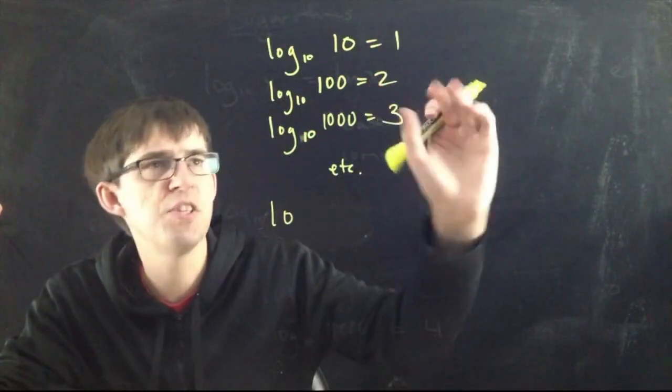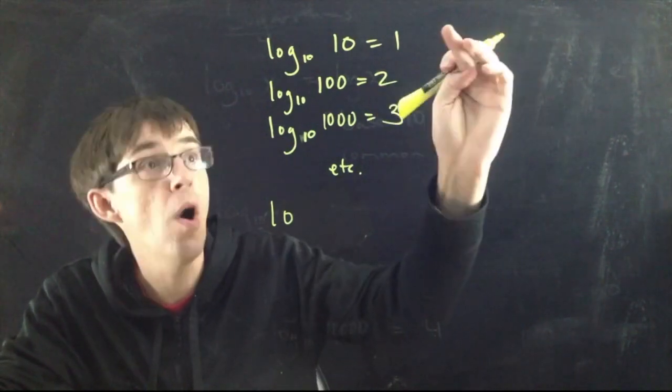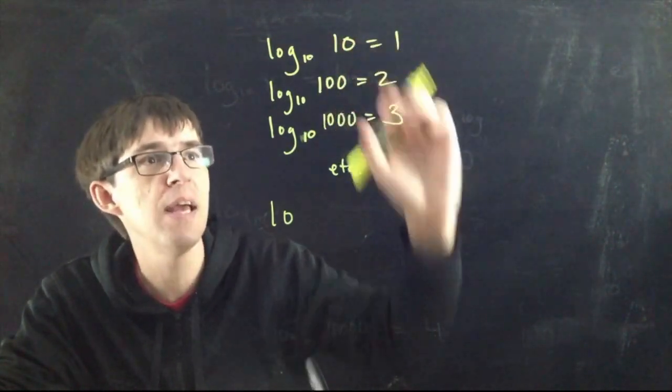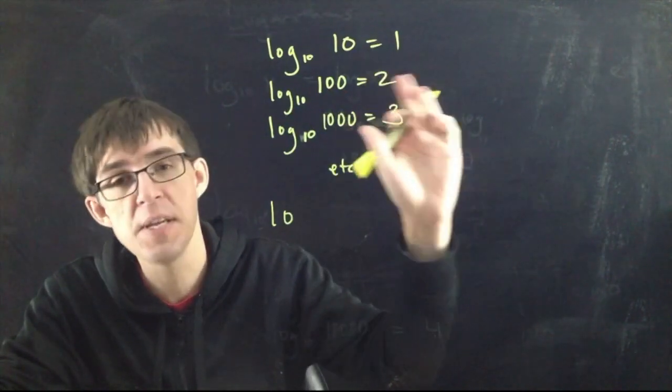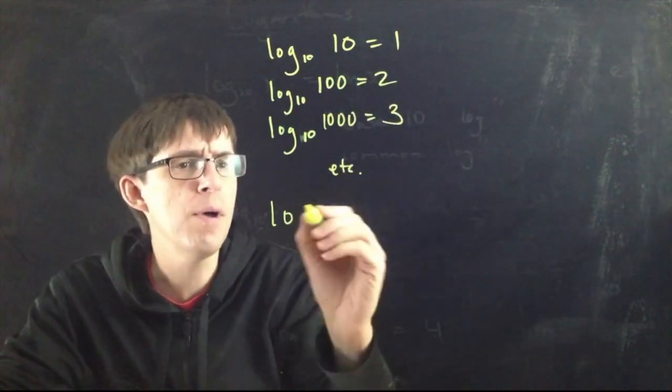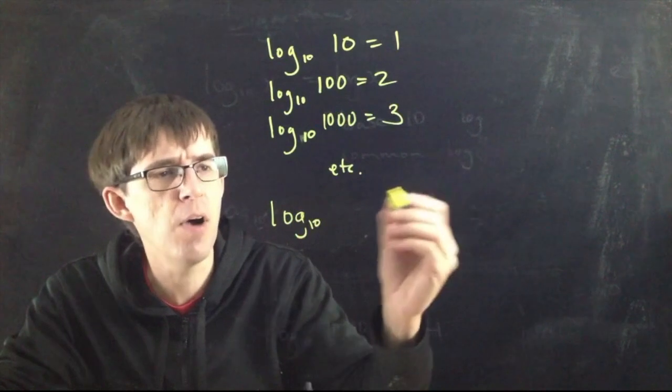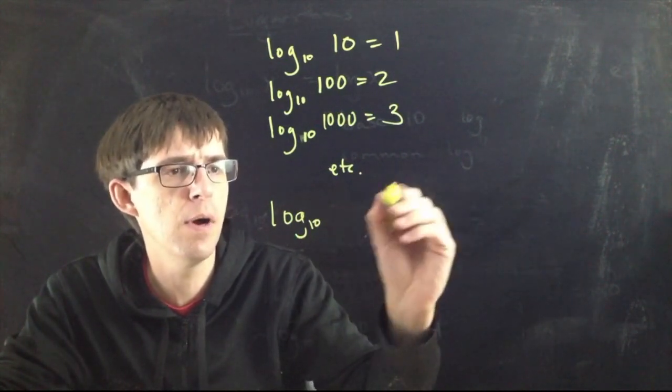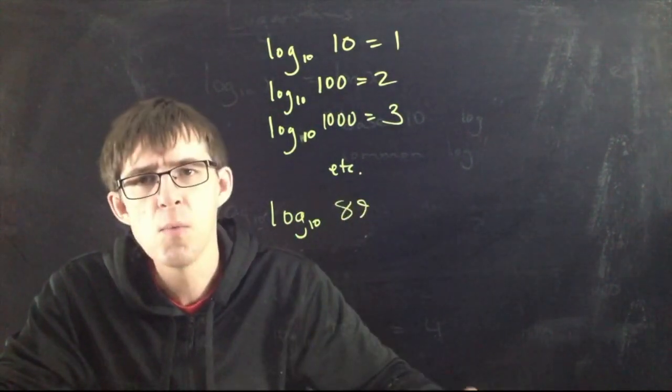All right, so this is what I just said. The log base 10 of 10 is 1, because 10 to the 1 equals 10. Log base 10 of 100 is 2, because 10 to the 2 is 100. What about the log base 10 of some other number like 89? What is this?